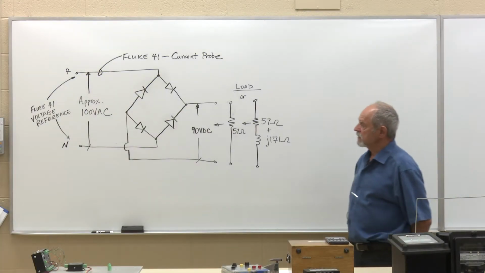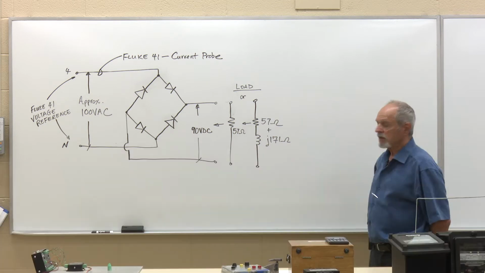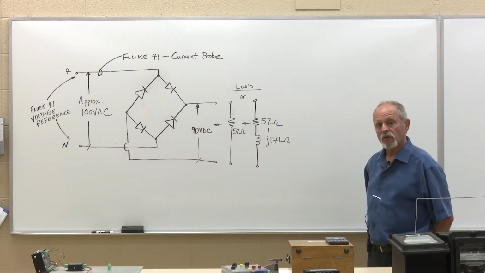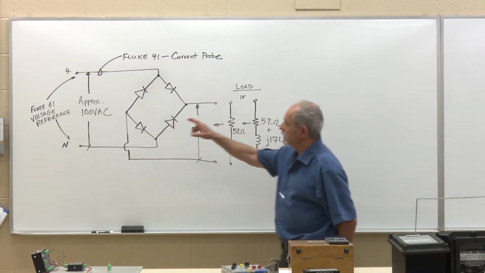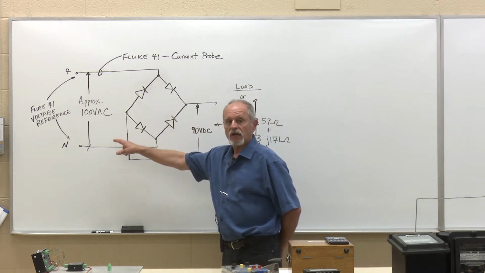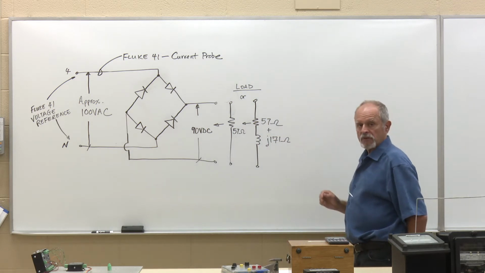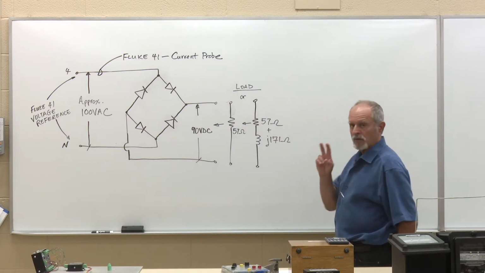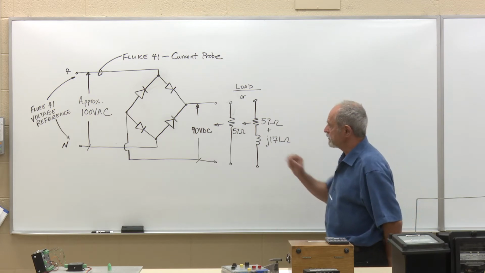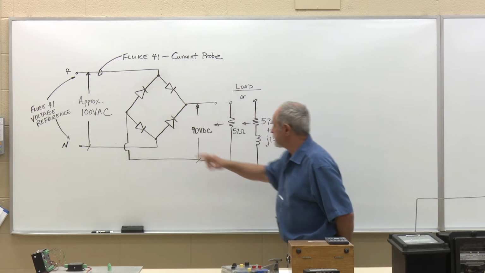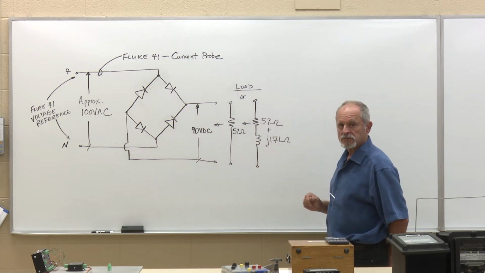So class, this is the circuit for lab number 1. We'll be studying the effects of harmonics, as we will do for all the labs, on the utility line side of the load. And in this particular lab, lab 1, we'll study two switching loads. The first one being a bridge rectifier plus a 57 ohm resistor, a simple circuit.